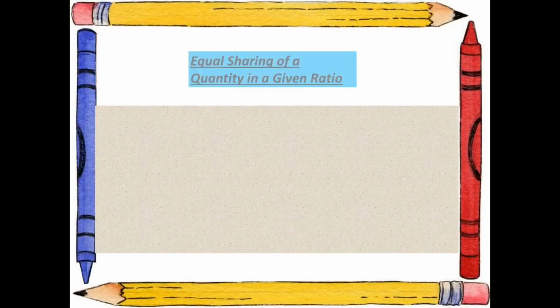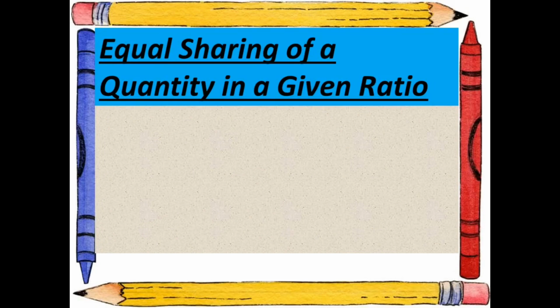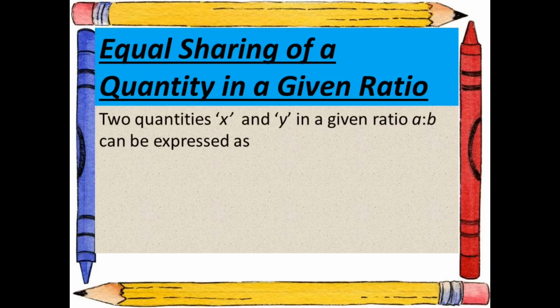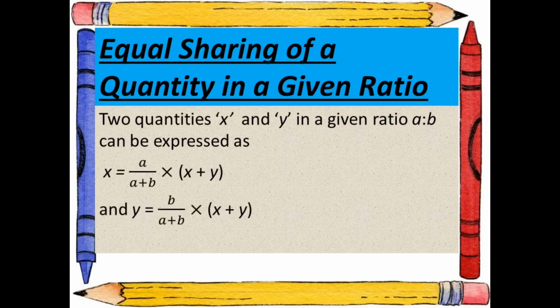Topic is equal sharing of a quantity in a given ratio. Two quantities x and y in a given ratio a is to b can be expressed as x is equal to a upon a plus b multiplied by x plus y, and y is equal to b upon a plus b multiplied by x plus y. Now let us see this with the help of an example.